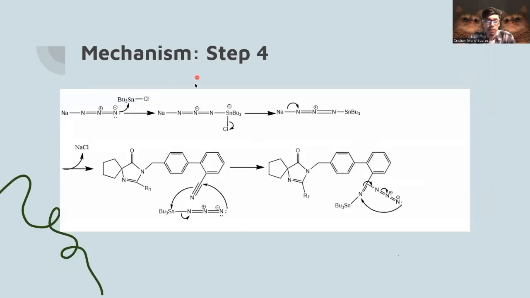Going on with step 4 of the mechanism, we have sodium azide attacking the tributyltin chloride, and then the chlorine in the tributyltin chloride leaves, following the electron pair being sent back to this nitrogen of the azide group. This part is crucial to set up the following reactions in the mechanism with the cyano group.